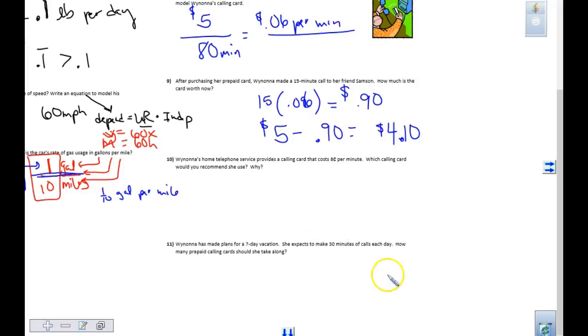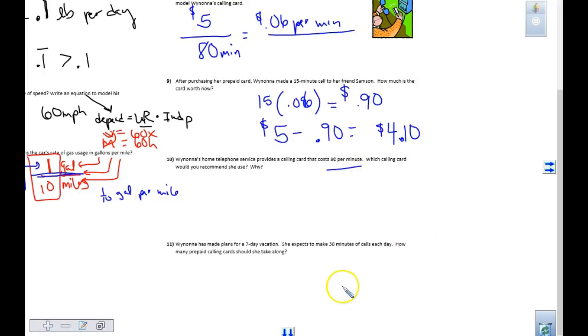All right, 10:11. It says her home calling card is 8 cents a minute. Which calling card is a better buy? You guys can do that one, right? I'm going to ask you a question like this on the quiz Monday. I'm going to ask you to compare two things. This one was 6 cents, this one is 8 cents. Which one's a better buy? 6 cents, right? It's cheaper. Why? 6 cents is less than 8 cents when I'm spending money on talking per minute.